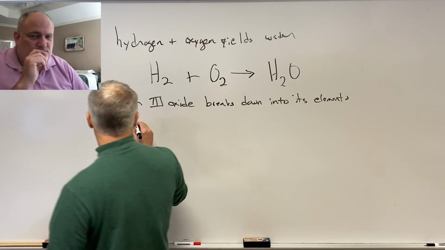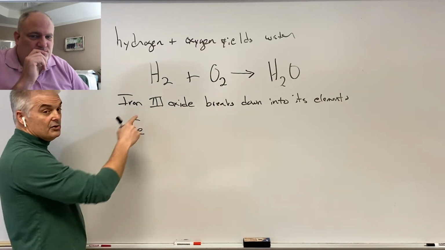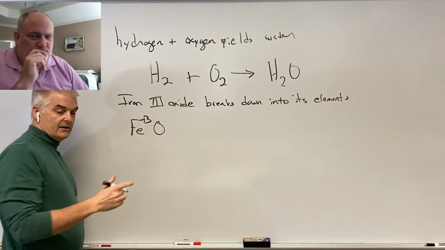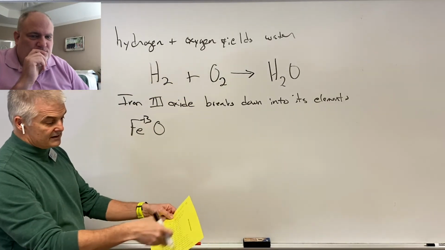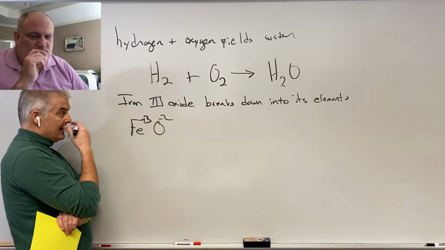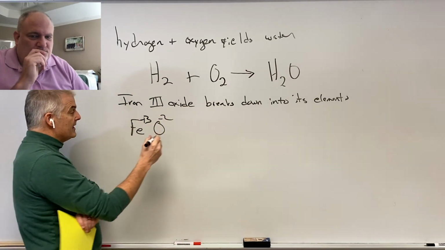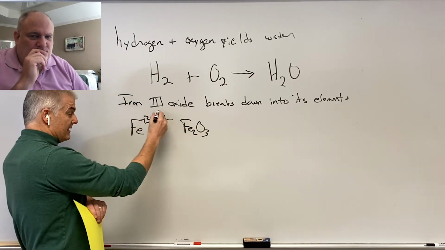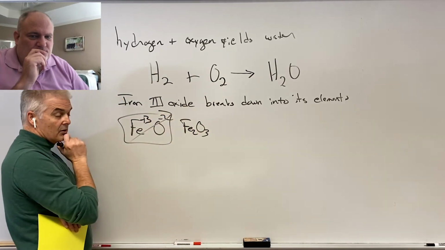So iron, symbol of iron is Fe. The Roman numeral is the charge, plus 3. Oxide is O. Now get out my periodic table. I find it's in column 16, 2 over from the end. Its charge is minus 2. And we'll play the whole charge thing, all right? So we say Fe2O3. Now notice how I did that, right? If you don't know how to do this, refer to earlier videos.